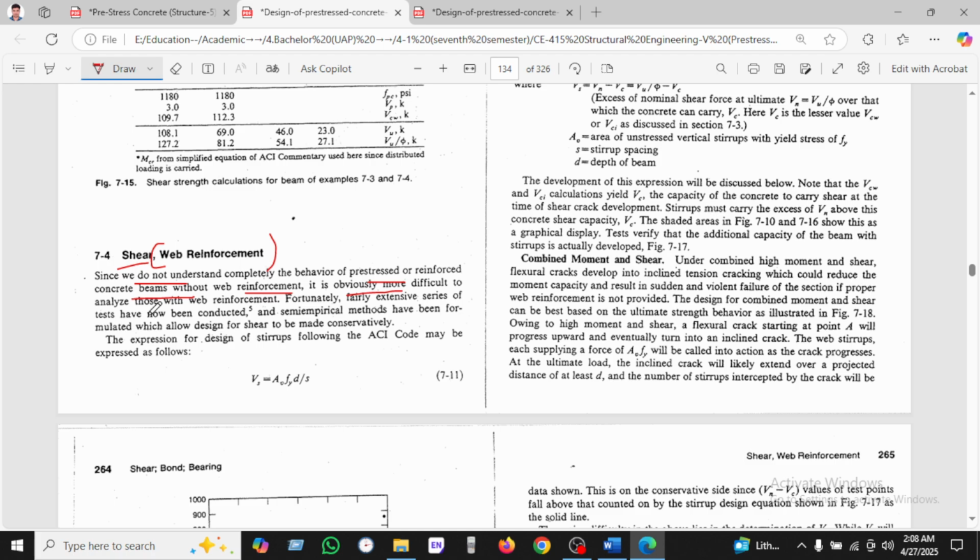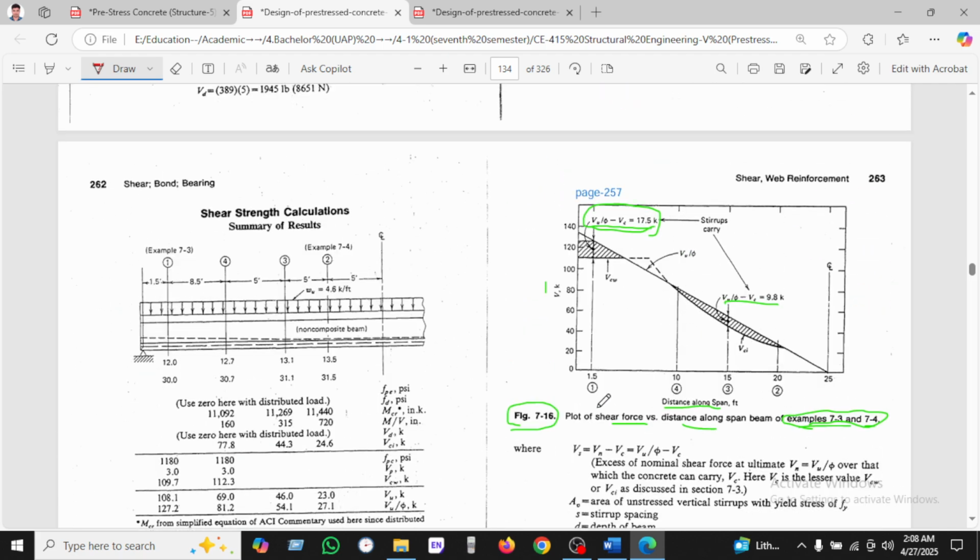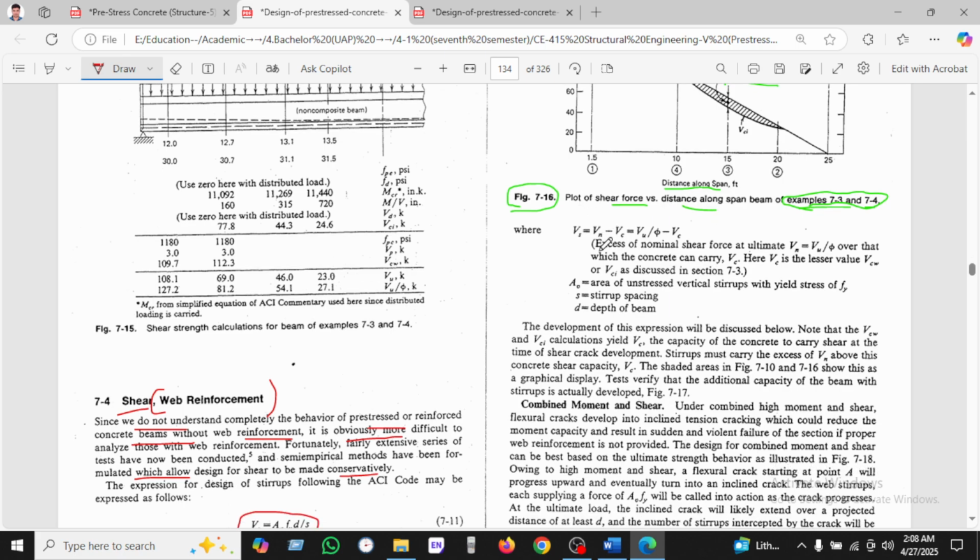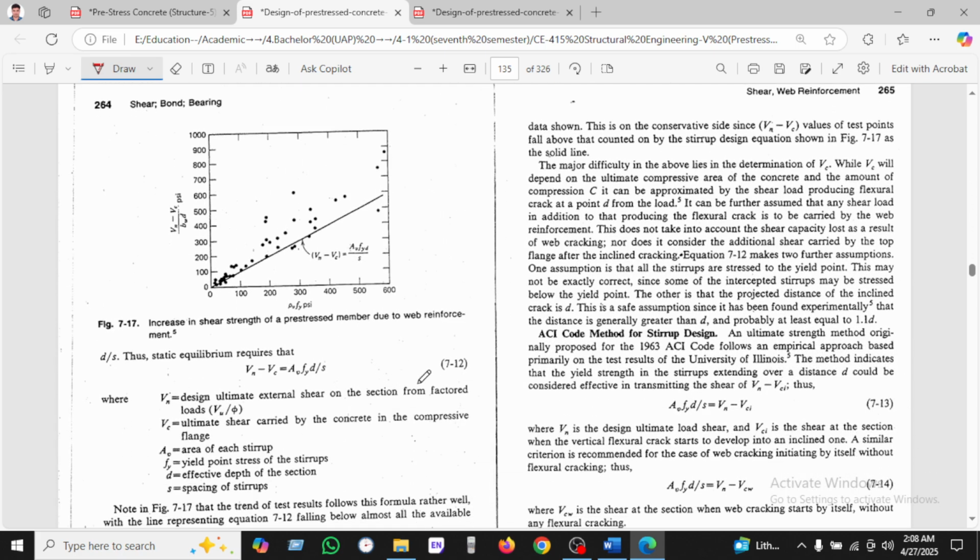Okay. So fortunately, a fairly extensive series of tests has now been conducted, and methods have been formulated which allow design for shear to be made conveniently. Okay, so we can see here Bs, using this formula for getting the design for the shear reinforcement, and the plot diagram we also have here, and another formula we've been seeing here, Bs equal to in this formula.